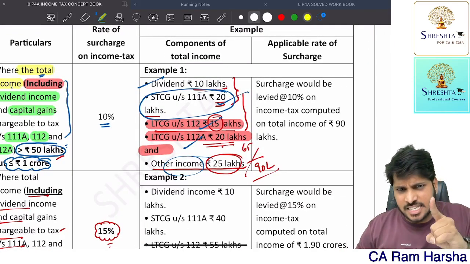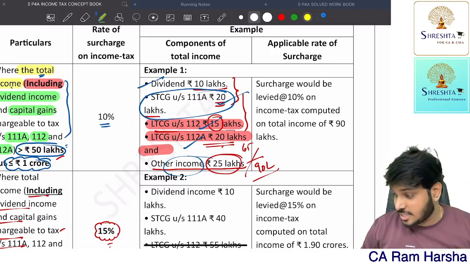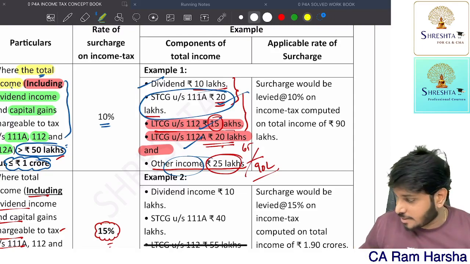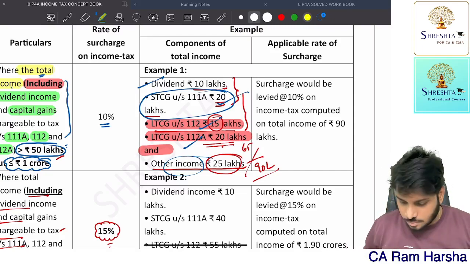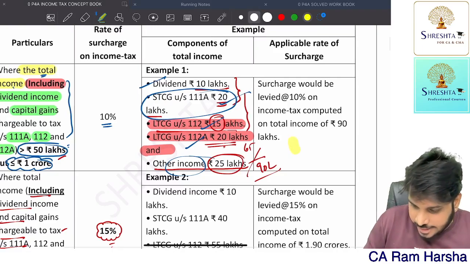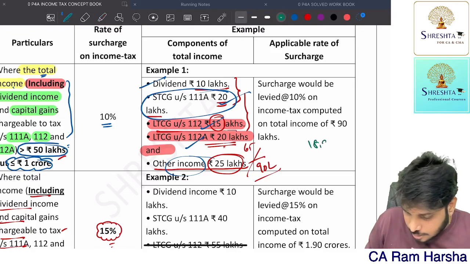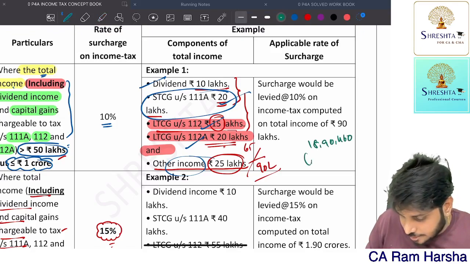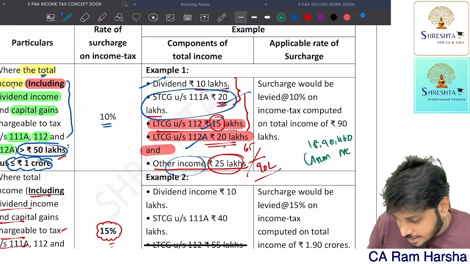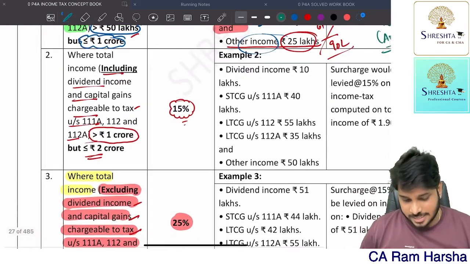Suppose the assessee is a senior citizen, the tax amount will vary slightly. If the assessee is a super senior citizen, the tax amount will vary slightly. Getting it? So how much is the answer? 18,90,460, assuming the assessee is a normal citizen. That's it. Now let us look at the second example.